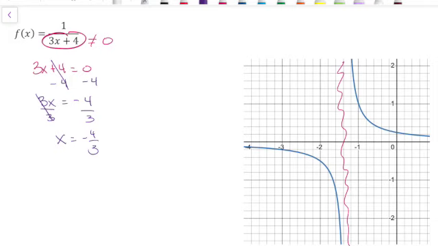So negative 4 thirds is about negative 1 1/3. That looks about right in there somewhere. Okay, so now the domain is going to go from negative infinity up to negative 4/3, not including either one, union with negative 4/3 to infinity.